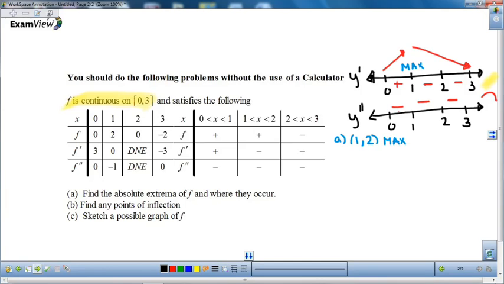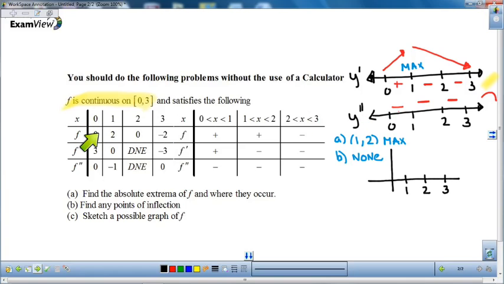Part B says find points of inflection. We already talked about this. There are no points of inflection because it's always concave down. So part C, we're going to sketch a graph. Notice when I put my graph, I put it underneath the number line. It kind of gives me an idea of how it's going to look.